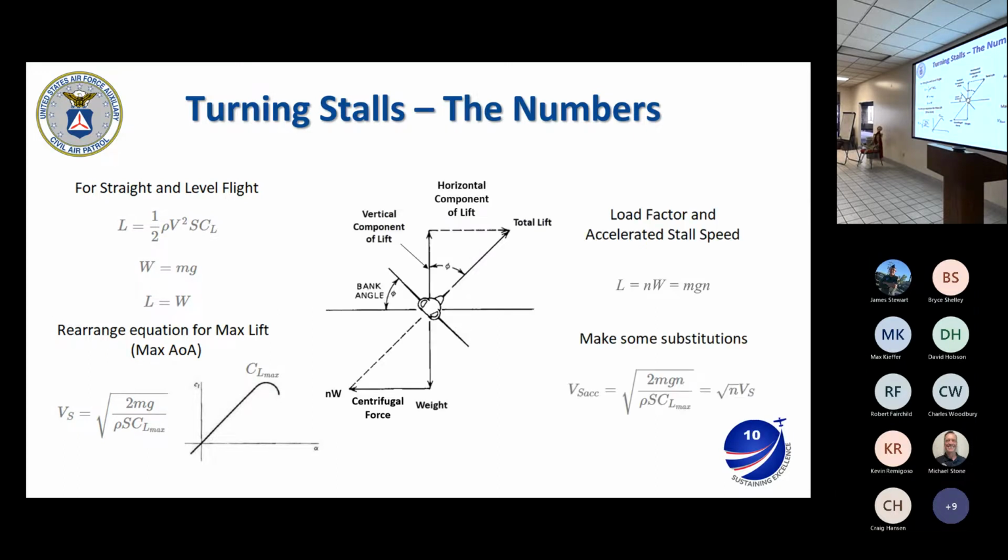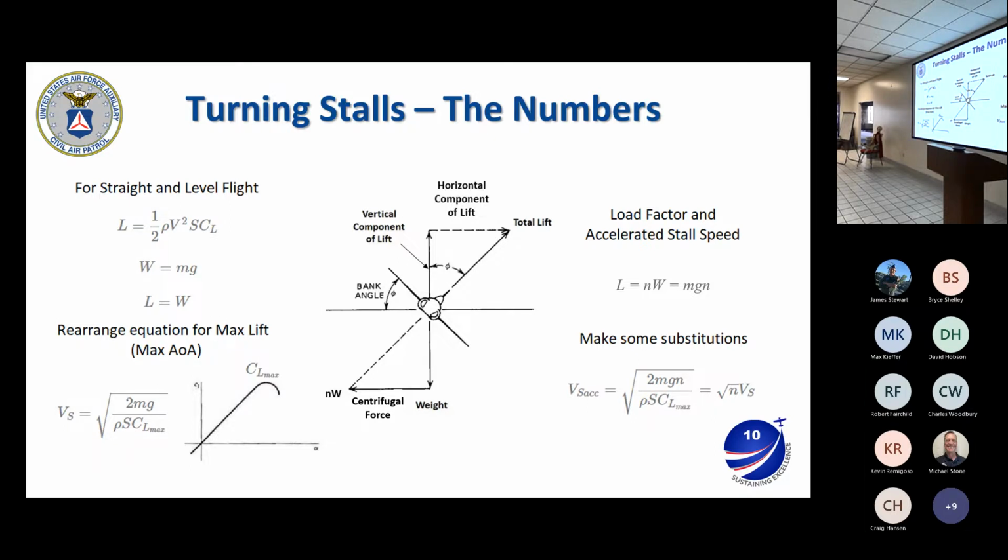But when you introduce a turn, things change just a little bit. So what you get is the total lift is now equal to the load factor times weight. So lift is also equal to mg times n. You put that back in that equation, you resolve, and you get the accelerated stall speed is a function of the stall speed times the square root of the load factor. I think that came up just a few minutes ago.